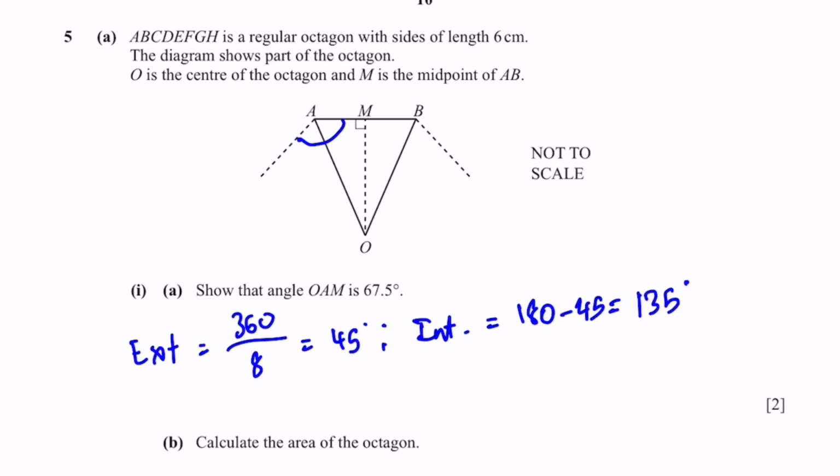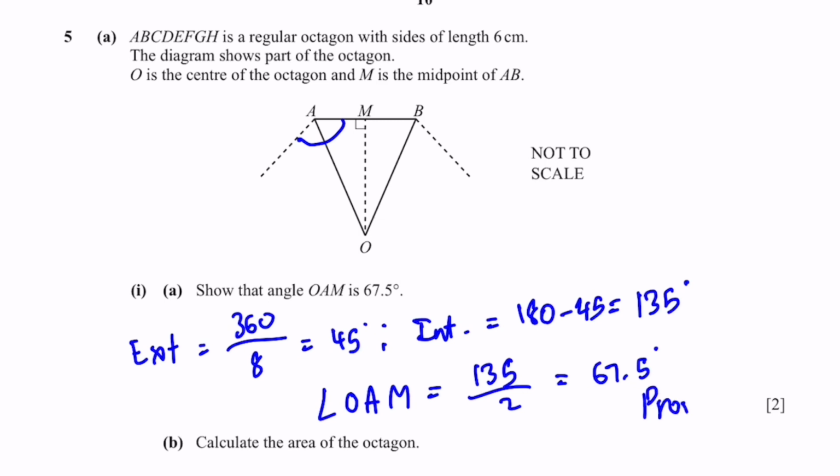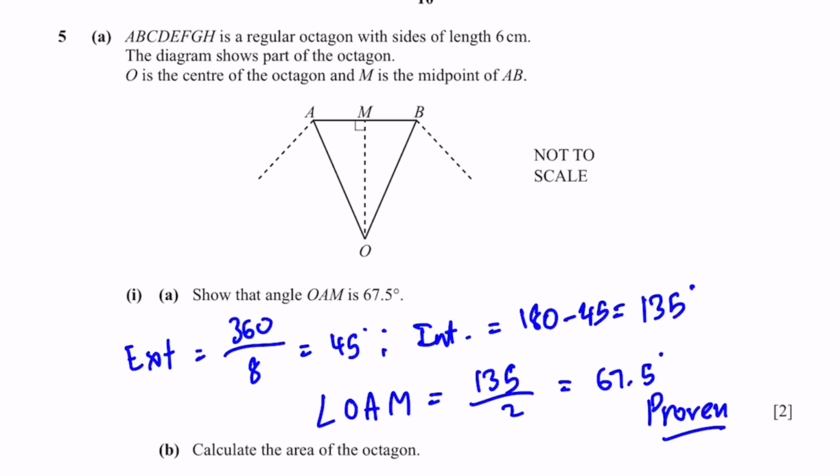And then what about the angle OAM? That'll be 135 divided by 2, because these two angles will be equal, which will be 67.5 degrees. That's the answer. Angle OAM over here is 67.5 degrees.